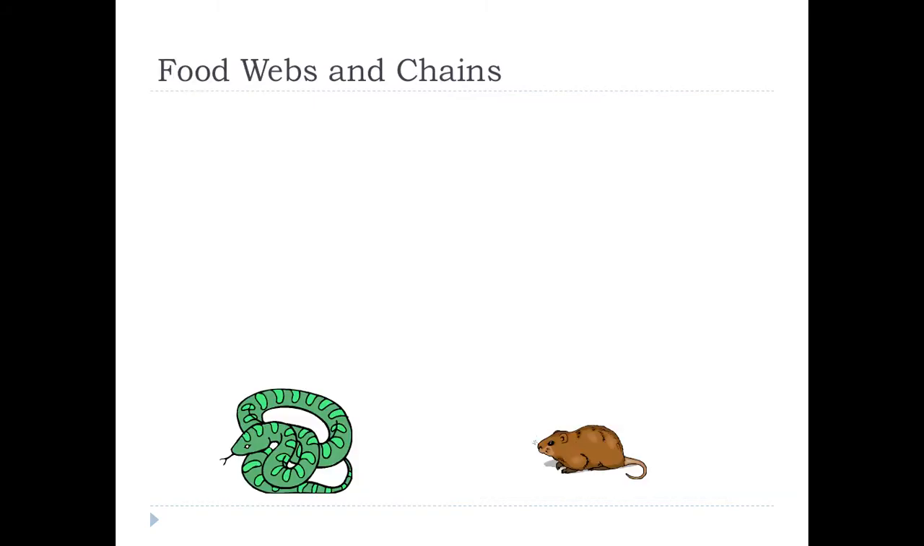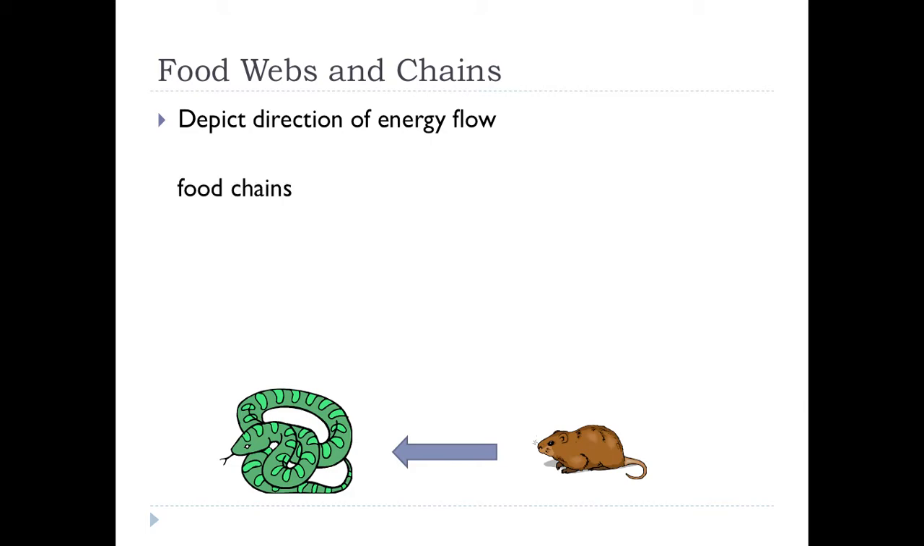So we can draw food webs and food chains to depict the way the energy is flowing. When we draw these, we're always going to draw the arrow in the direction that the energy is flowing. So if a mouse eats a rat, the energy is actually flowing from the rat to the mouse or to the snake. So we'll draw the arrow that direction.